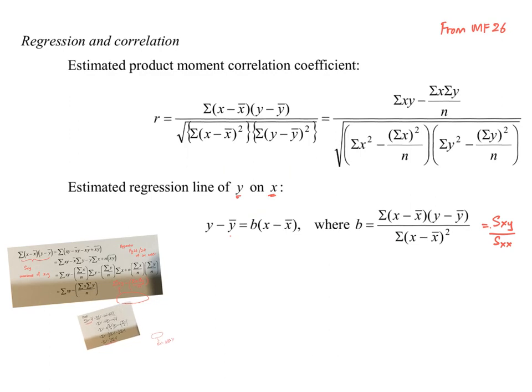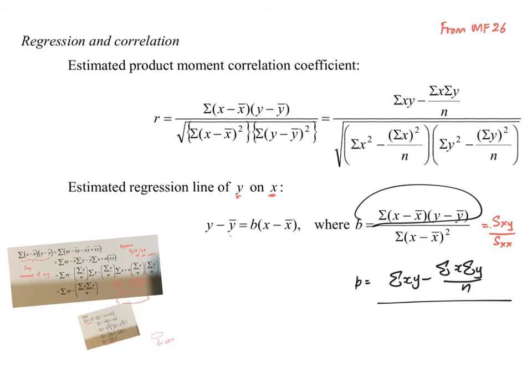So here you can see how b in fact can also be rewritten. Because this portion here was a covariance, b is actually the summation of xy minus the summation of x, summation of y over n, over the summation of x square minus the summation of x, whole thing square over n. And from here, we're just going to go about solving this.